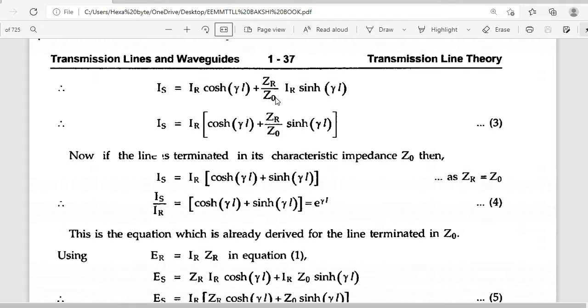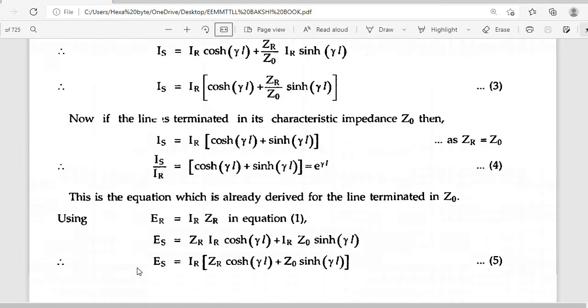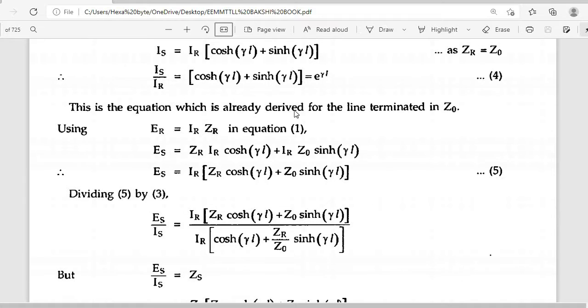ZR equal to Z naught means the receiving impedance or load impedance is equal to the characteristic impedance, so the ratio cancels and IR is common outside. So cosh gamma L plus sinh gamma L. So IS by IR is equal to cosh gamma L plus sinh gamma L, which is equal to e power gamma L. This is the equation already derived for the line terminated in Z naught.